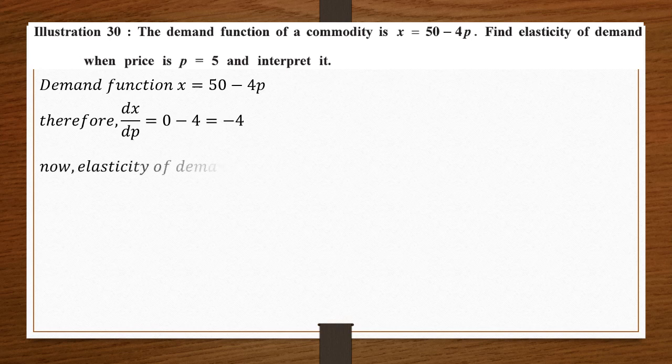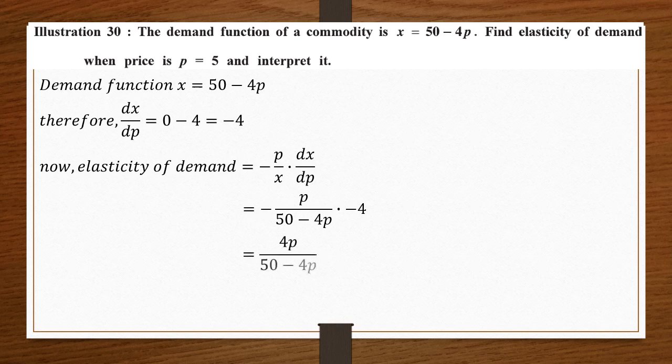Now we will write down the formula for elasticity of demand, that is negative p upon x multiplied by dx upon dp. So we will start with negative p as it is, x is 50 minus 4p and dx upon dp is negative 4. So we will write it as such. Now to simplify, we will multiply negative 4 with p. But as you can see, there are two negatives. First one is in front of p and second one is in front of 4. So negative negative will become positive, so negatives will be cancelled. 4p upon 50 minus 4p.